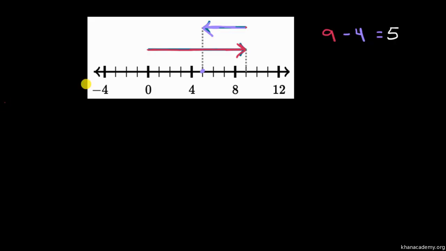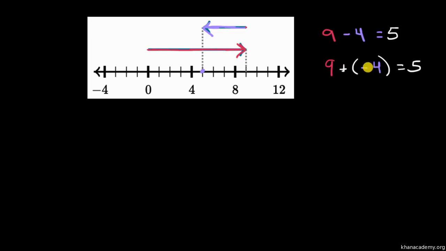But what's another way? We could start with the 9. And is there anything that we could add to the 9 that would get us the same result? Well, we know when we add negative numbers, we also move that many units to the left. So you could also view this purple arrow right over here, instead of viewing it as subtracting a positive 4, as adding a negative 4. Now this is interesting, because in this case, when I subtract a positive number, it's the same thing as adding the opposite of it.